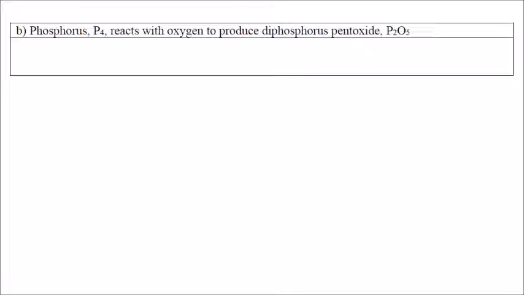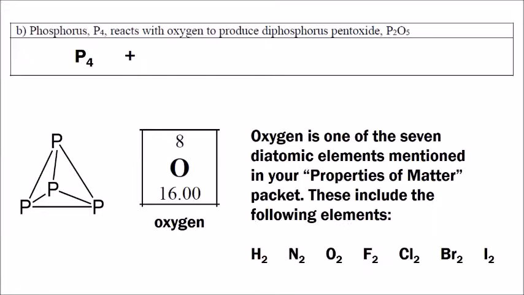Now for our next reaction. Remember, you can pause the video if you haven't balanced these equations yet and try it on your own before you see the answer. We start with phosphorus, which in this particular form has the formula P4. It reacts with oxygen, which remember is one of the 7 diatomic elements, so we write O2, and it produces diphosphorus pentoxide, which has the formula P2O5.